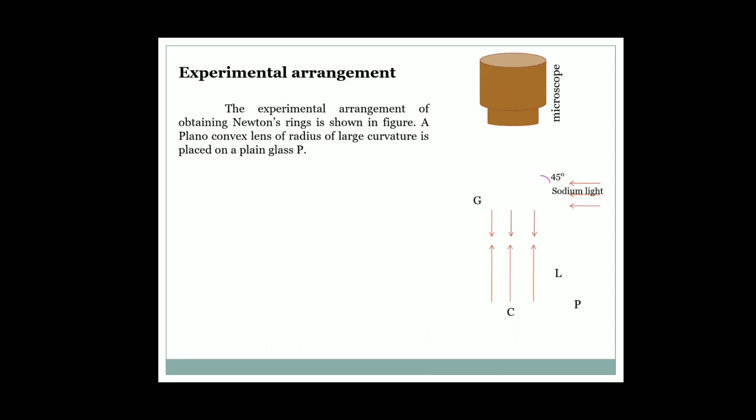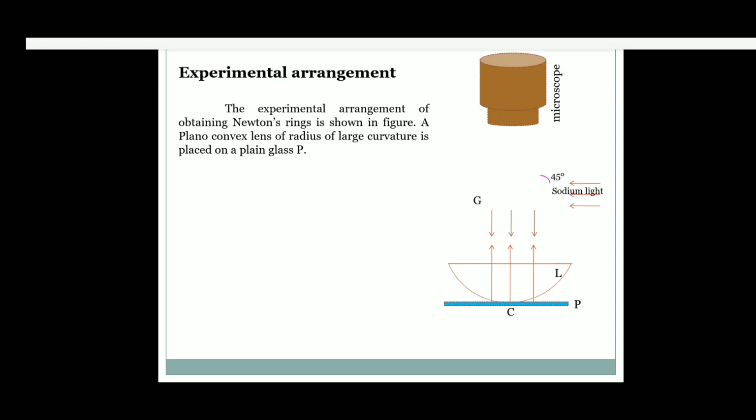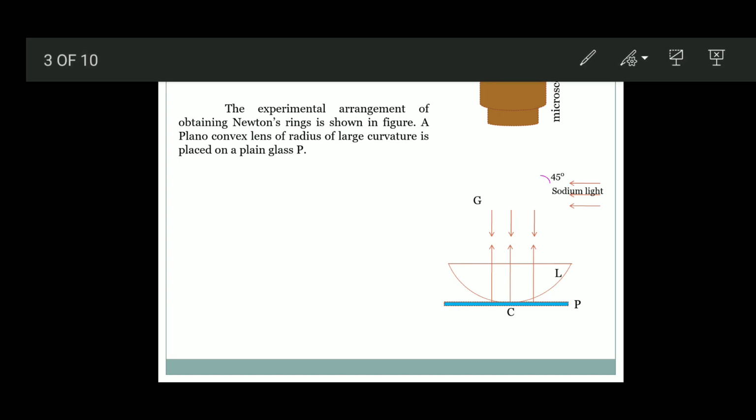The experimental arrangement is as shown in this figure, in which this is a plane glass plate P on which a plano-convex lens L having a large radius of curvature is placed, where the curved surface touches the glass plate. Here, at the center contact point the air film thickness t is equal to 0, and as we go outward the air film thickness increases.